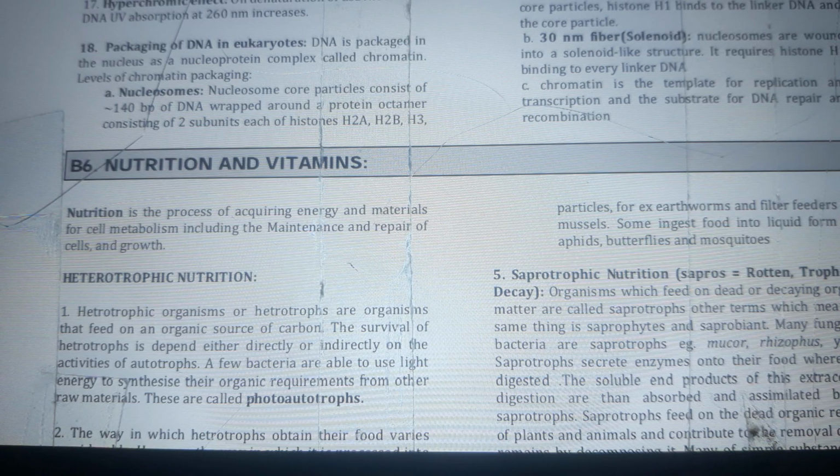The 30 nanometer fiber, or solenoid: nucleosomes are wound into a solenoid-like structure. It requires histone H1 binding to every linker DNA. Chromatin is a template for replication and transcription and a substrate for DNA repair and recombination.